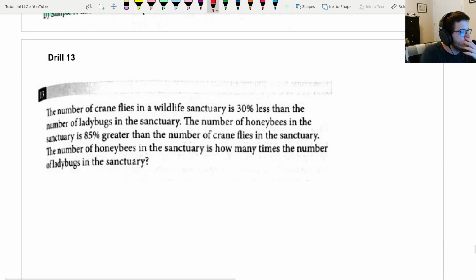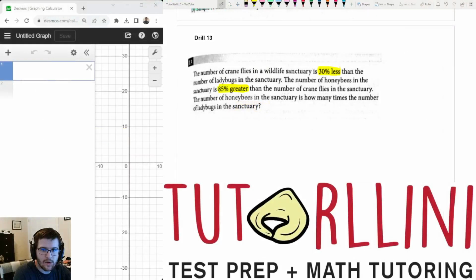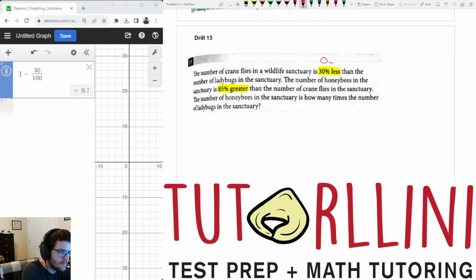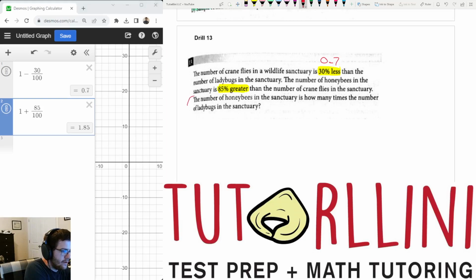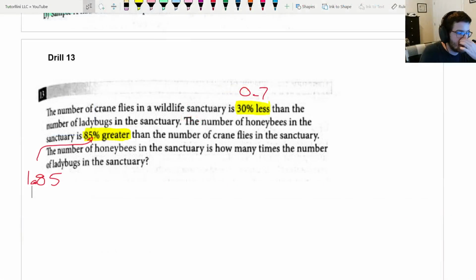Okay, great. Okay, this is exactly what I was talking about, I think. Very first thing, I'm going to underline these percent increase and decrease, and we're going to calculate those multipliers. So 30% less: 1 minus 30 divided by 100. That's 0.7. And 1 plus, because it's an increase, 85 divided by 100. That's a percent multiplier of 1.85. So before we do anything, let's just get those jotted down so that we don't have to worry about it.